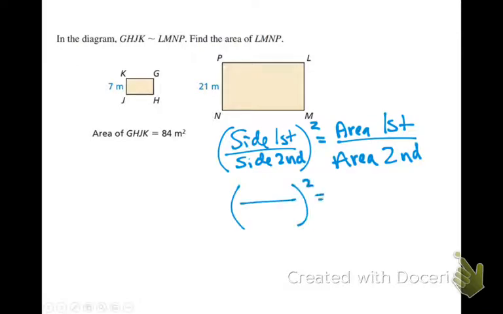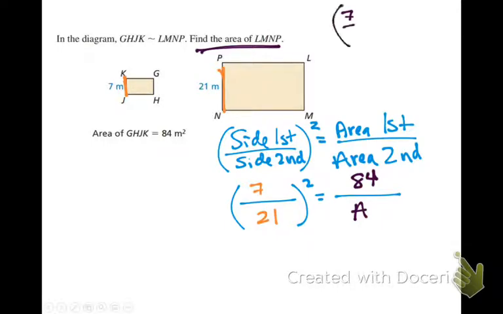So, what side did they give me in the first figure? 7. And in the second figure? 21. And it will equal the area from the first, which is 84. And then the area from the second, which we don't know. It's the whole goal. Find the area of LMNP. So we don't know. I'm going to write capital A for area. So, then there comes the task of, what do you think we do next? We square, right? When you're squaring something, what are you actually doing?